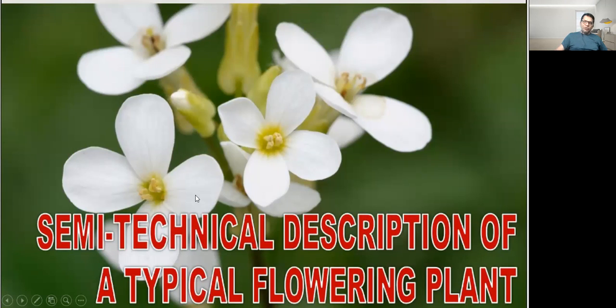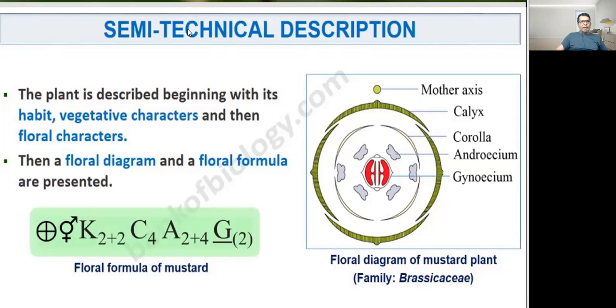Now we'll be learning how to describe a family in semi-technical language. The plant is described beginning with the habit. What is the habit? Whether the plant is a tree, shrub, or herb. Then we discuss vegetative characters, which include roots and leaves. If there is any modification, you have to add those, and then the floral characters. So first describe the habit, then vegetative characters, and then floral characters. After the floral characters, a floral diagram is prepared and a floral formula is also presented.